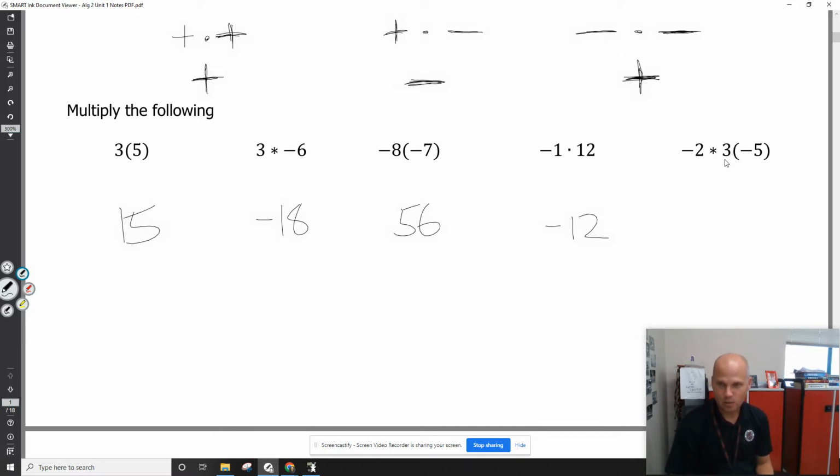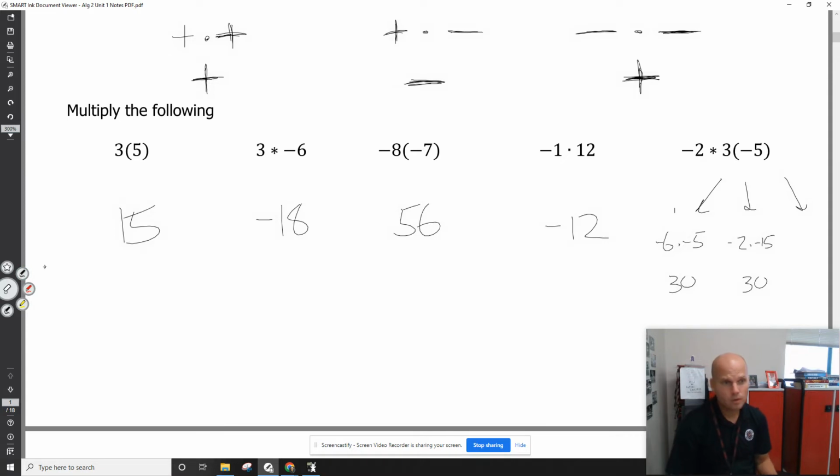Multiplication can be done in any order. I'll show you. Negative 2 times 3, negative 6, times negative 5. A negative times a negative, positive. Negative times a positive, negative. I could do 3 times negative 5 first if I wanted to. I get negative 15. Leave the negative 2. Negative times a negative, positive.